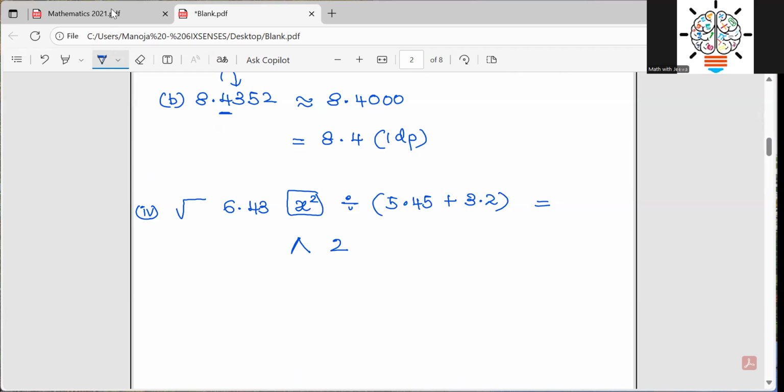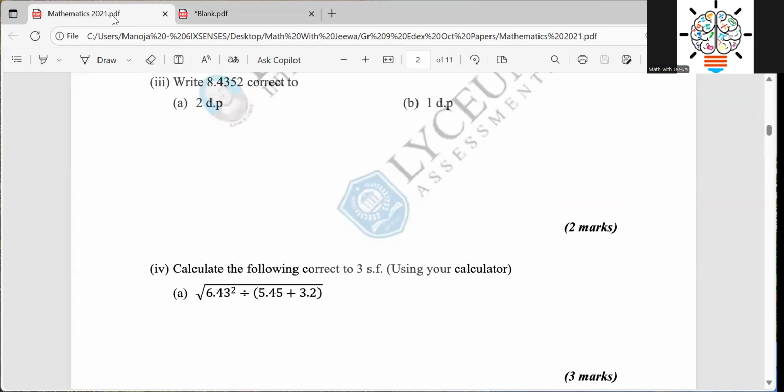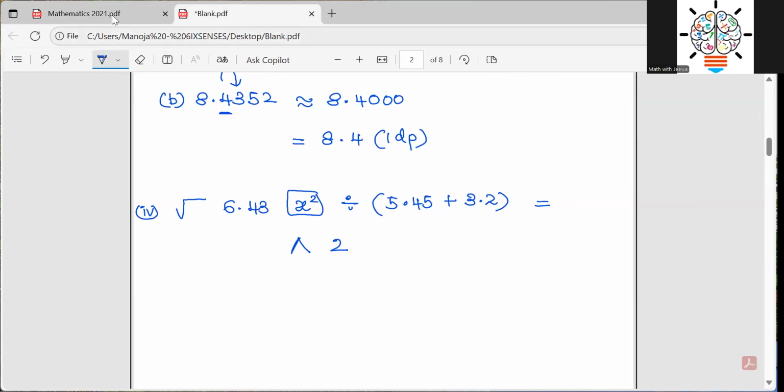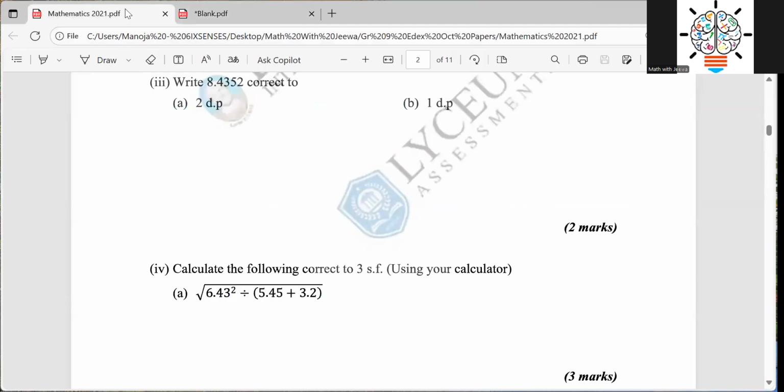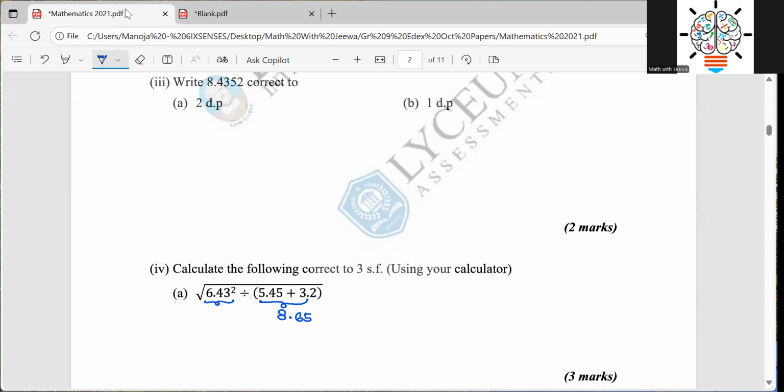Yeah, here they have given 6.43, right? So then you have the square and you divide it by, so we will take 5.45 and 3.2. Here, when you add these together, the answer is 8.65, right? And 6.43 square, what is the answer? It is 41.3449. So then what you're supposed to do, in the calculator you can get it at once, but I'm showing you.